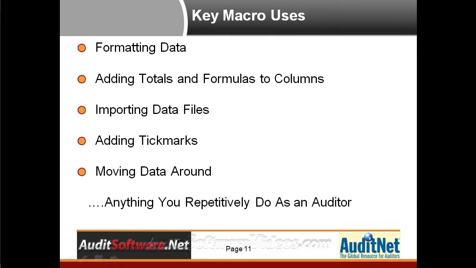So just some key macro uses to go over, and we'll be doing a lot of these today. I find that just formatting data itself is very useful, and something I do over and over again. Adding totals and formulas to columns, and even though we'll talk about adding totals today, you can easily just kind of mouse click down one and then add a formula such as a percentage of total, or something else. And so it is easy to start adding not only a sum but other formulas pretty quickly.